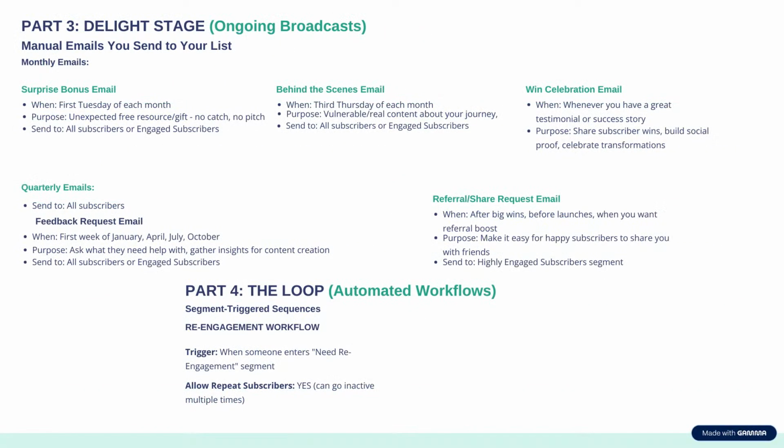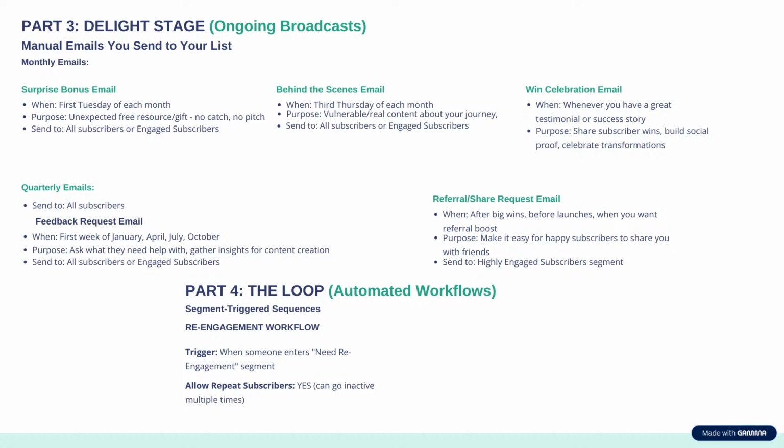And here we go. This is part 3, the delight stage. And if you can read this, Claude AI, I didn't do this, but Claude found out and gave me this cadence. So for your engaged people, you're going to have surprise bonuses. And say the first Tuesday of each month, you're going to give them an unexpected free gift, okay?